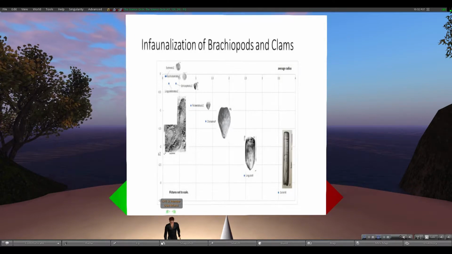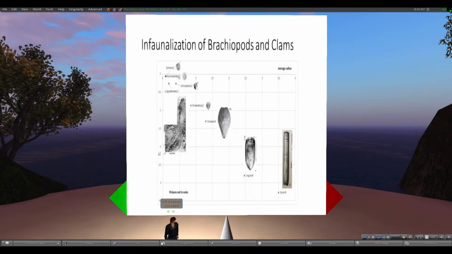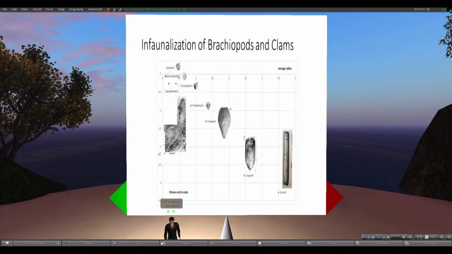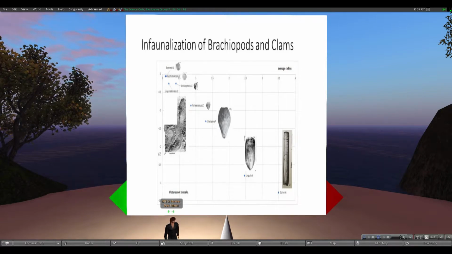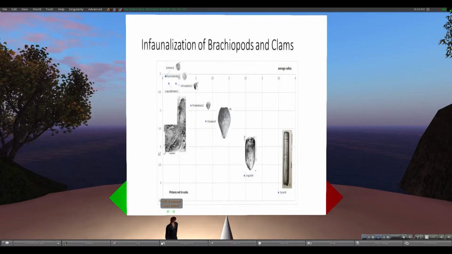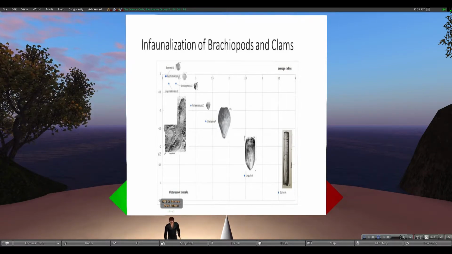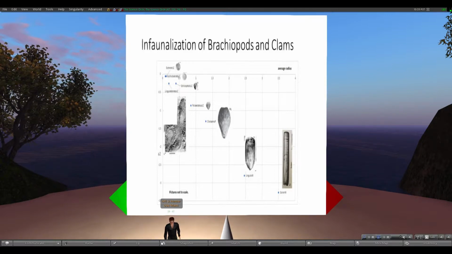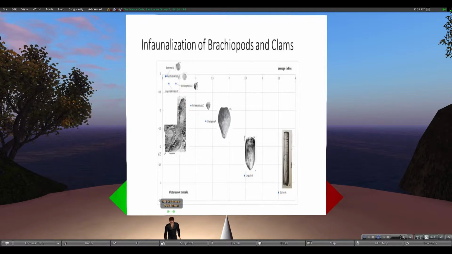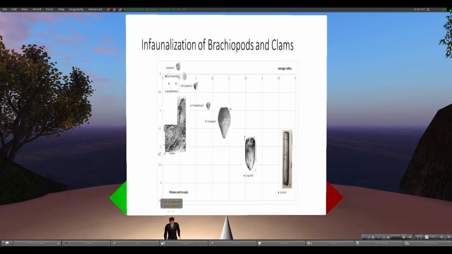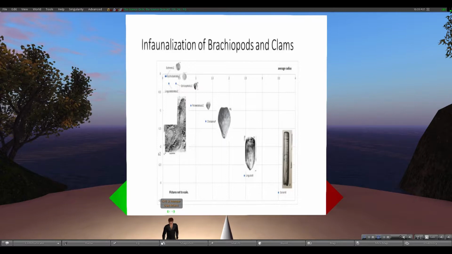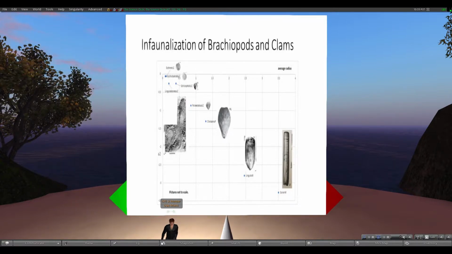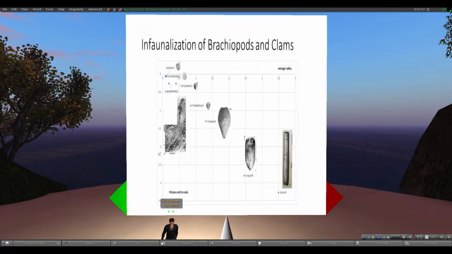All right, so the next thing that I looked at was the whole ecologic and evolutionary issue of infaunalization of brachiopods and clams. And again, the Fourier analysis does a really nice job of this. The slide is a little bit out of focus, so I'll tell you what's going on. The x-axis represents the size of the shell, the average radius. The y-axis is the A2, which represents the shape. If you have a really vertically elongated shell, it's going to be a strongly negative A2 value. If it's a circular shell, you're going to be close to 0.